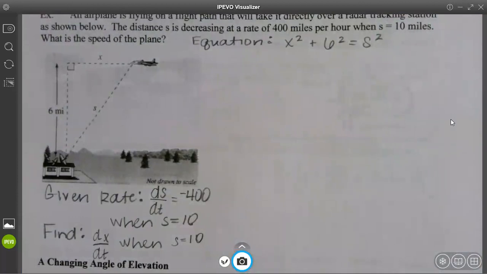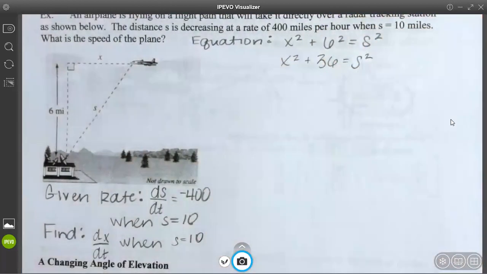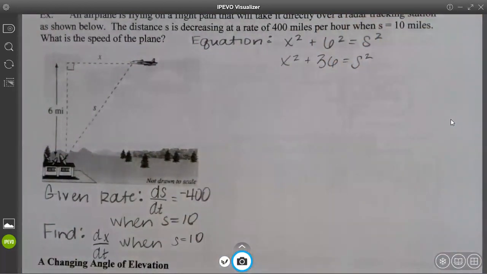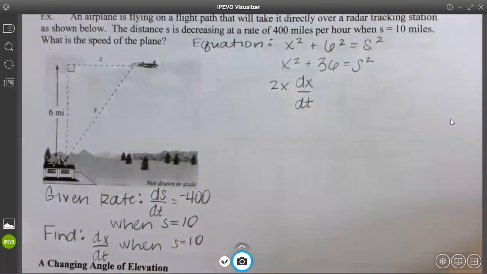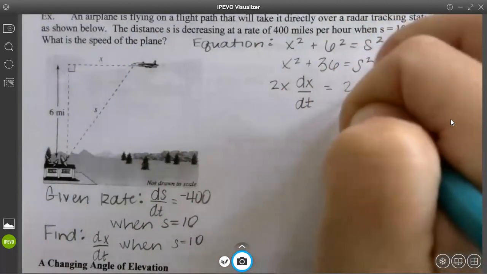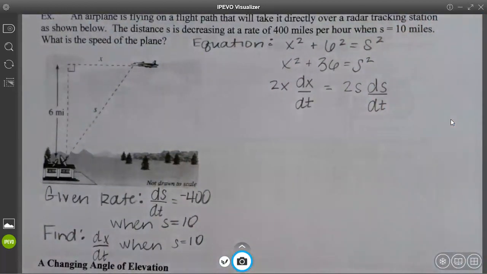All right. Now what do? Say it again. I'm going to go ahead and rewrite this so that I can remind myself that that 6 squared is just a constant. So what's the derivative of x squared? And I need to write. What happens to the 36? S squared. Perfect. And then from here, what do?